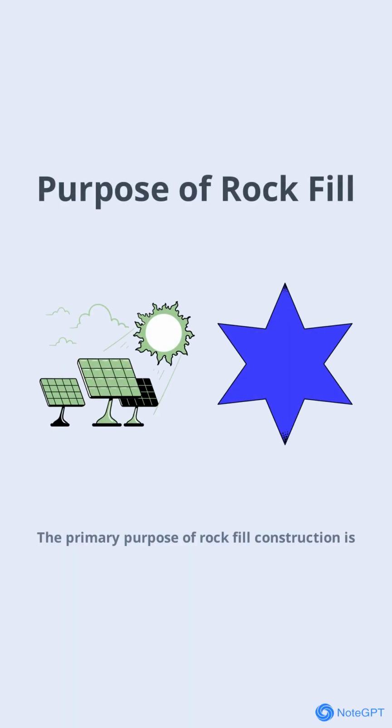The primary purpose of rock fill construction is to make use of surplus rocks from excavation, turning what would otherwise be waste into valuable building material. This approach not only reduces environmental impact, but also helps in constructing robust structures like embankments and retaining walls. By carefully selecting and placing these rocks, engineers can create stable foundations that support roads and other infrastructure.